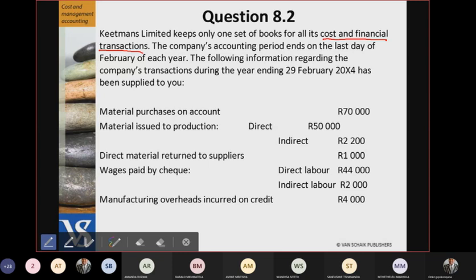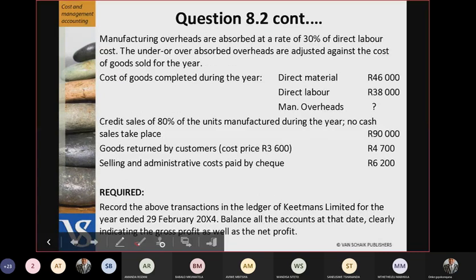And the question carries on on the next slide, where they say that manufacturing overheads are absorbed at a rate of 30% of direct labor cost. The under or over absorbed overheads are adjusted against the cost of goods sold for the year. So they've given you the directions on how you are going to write off your cost of goods. Then the cost of goods completed during the year: direct materials 46,000, direct labor 38,000, manufacturing overheads. They say that you are going to assist them with that.